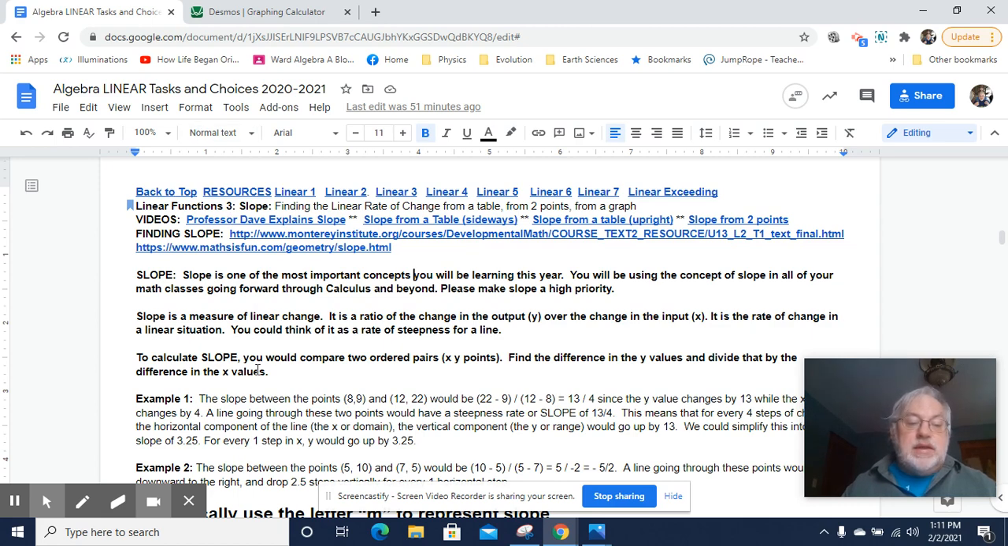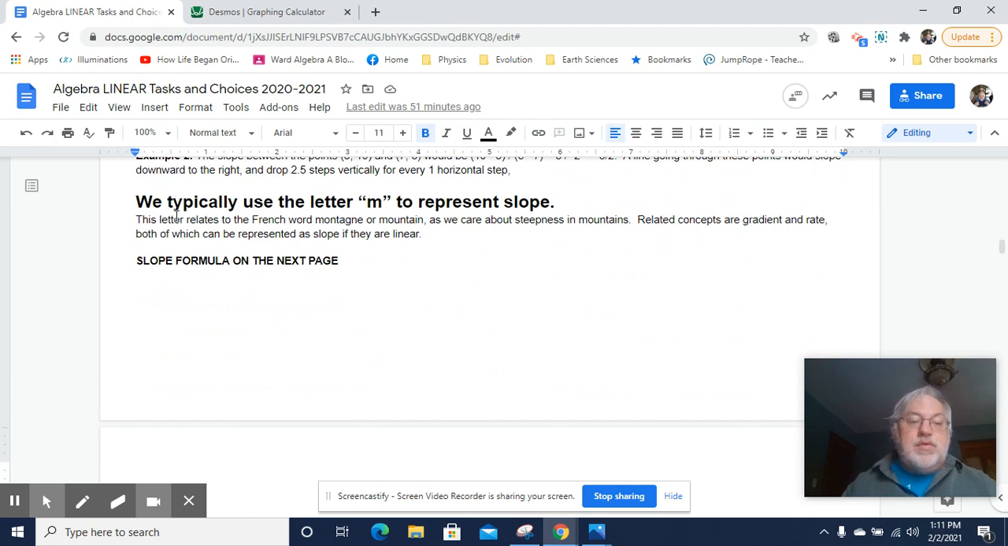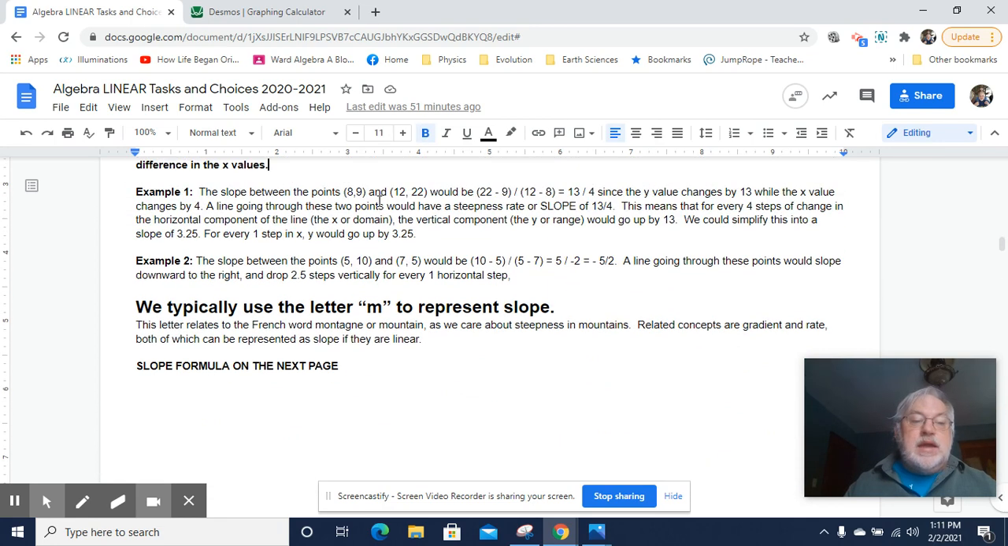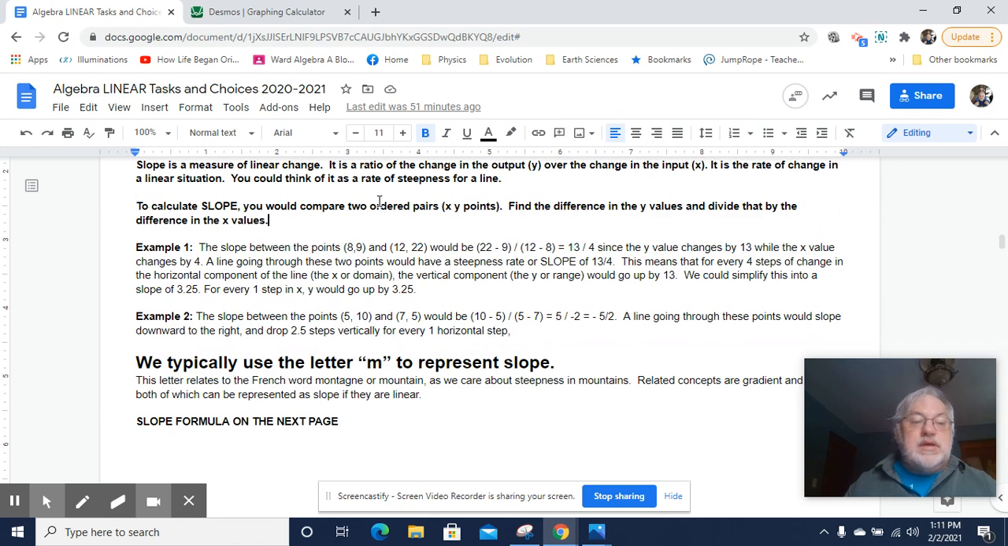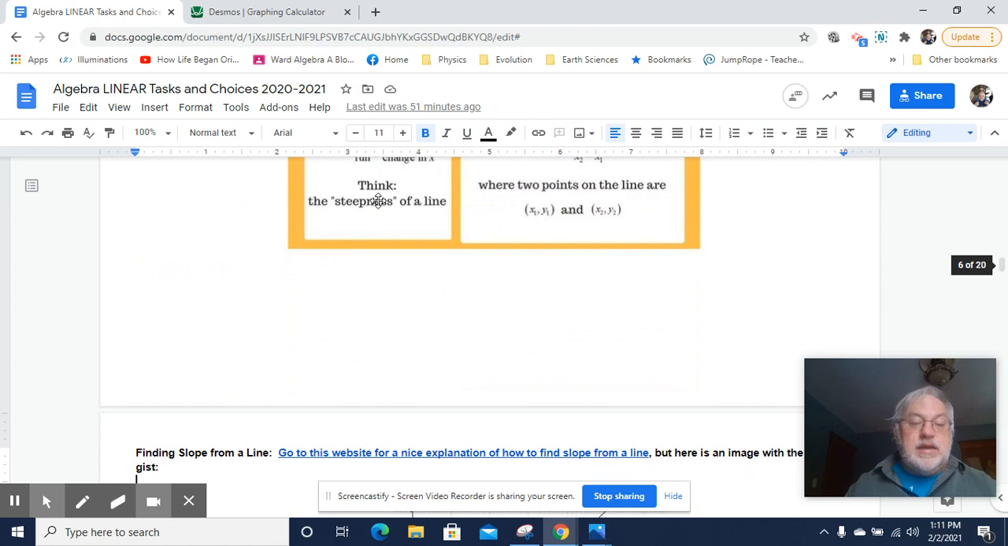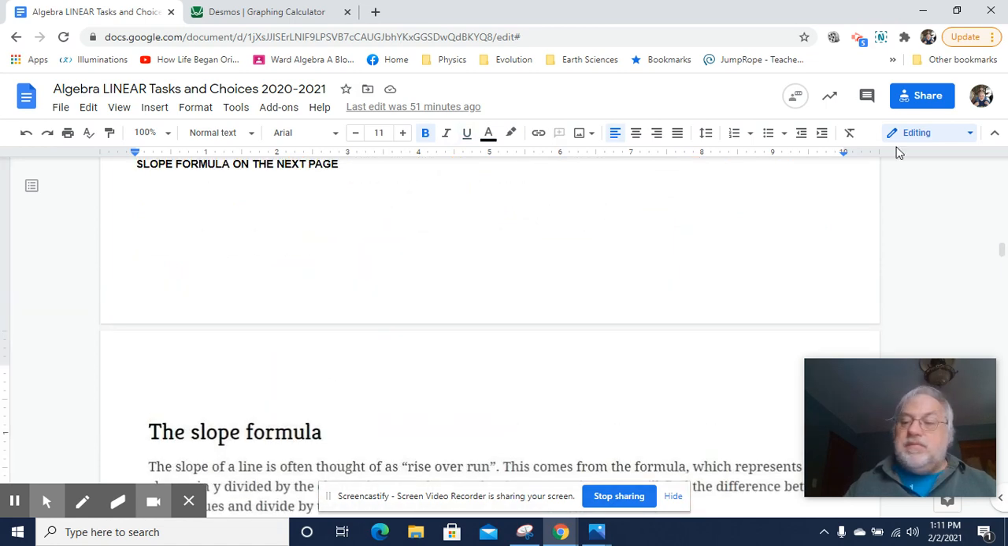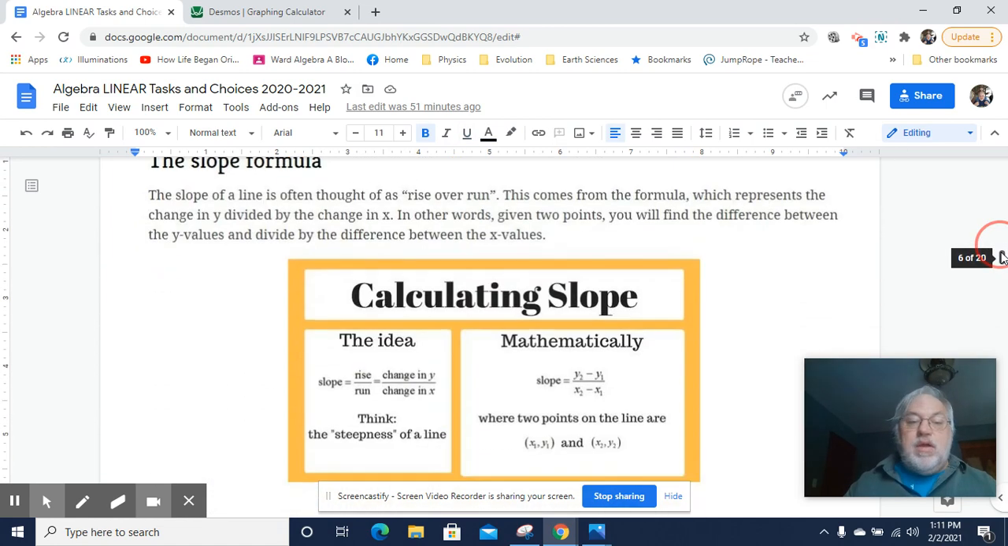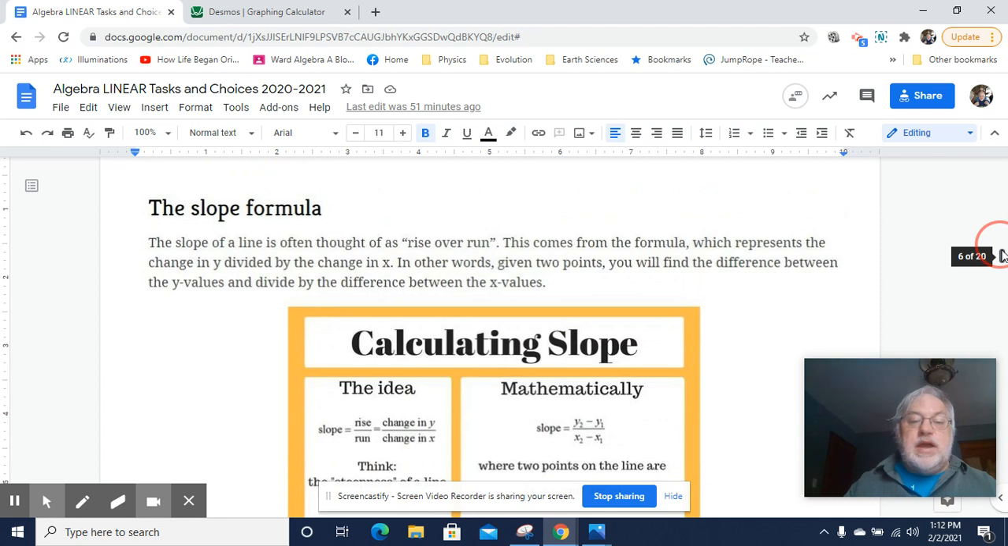Now I'm going to go back. So I'll actually go through here and give you a quick tour. We use the letter M to represent slope. And I've given some examples that, if you haven't taken a look at, you should take a look at. And here we have on the next page the slope formula for calculating slope. So it's often called rise over run.